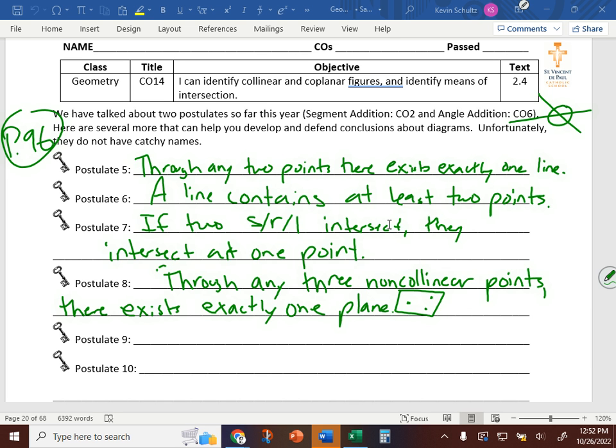Postulate 9 is kind of the converse of postulate 8, but it says that a plane contains at least three non-collinear points. Non-collinear, not on a line. If 3 points are collinear, then they make a line, right? Because a line has at least 2 points in it. 3 can make a line. But if they're non-collinear, can't make a line, then they exist in a plane.